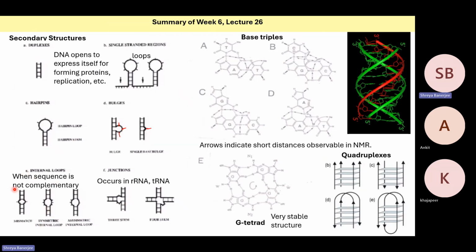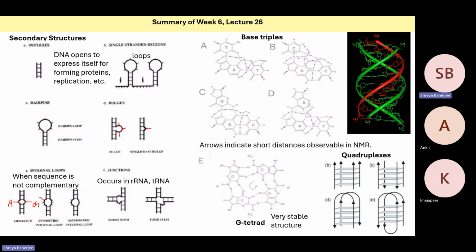Then you can have what is called a mismatch. So basically, only if the two strands are complementary, that is A with T and C with G, you will have a proper double-stranded DNA. But somewhere between the strands, if it becomes non-complementary, then the bases will not pair with each other. So there are two unpaired bases, because suppose this is A and G. They can't pair with each other, so they will just point away and form what is called a mismatch. You can have this mismatching section be symmetric.